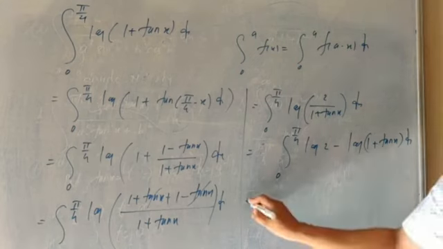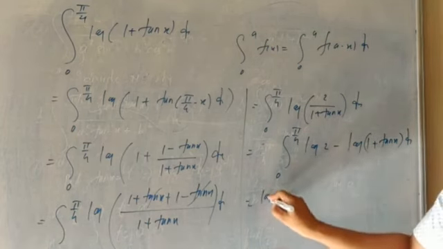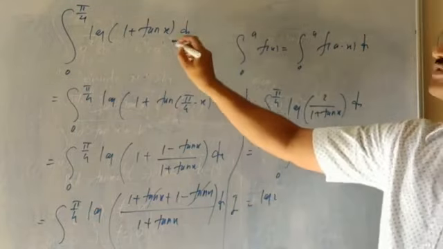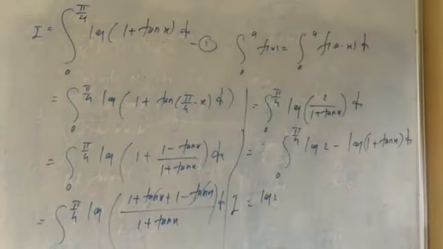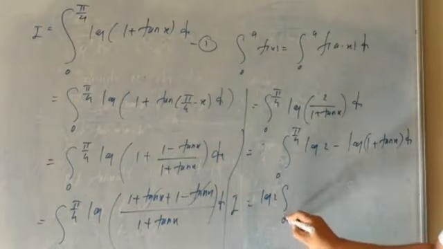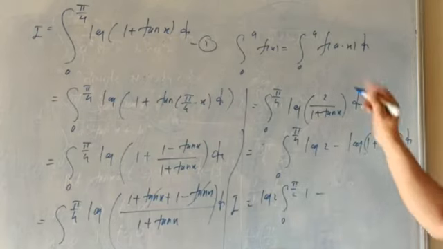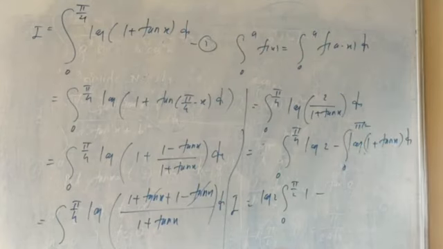Log 2 is a constant, and what is this integral? If we separate it, it is log 2 times the integral. There is I on this side, which we will call I, equation 1. So I is equal to log 2 times the integration from 0 to pi by 2 of 1, and what is this part? It is nothing but I again. After separation, this is 0 to pi by 2 here.